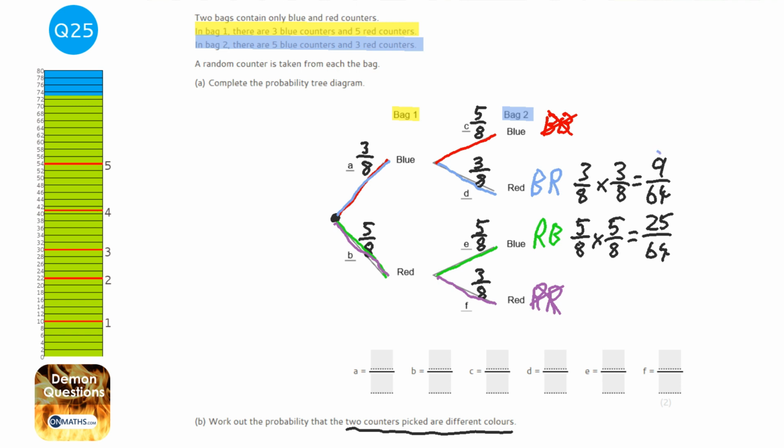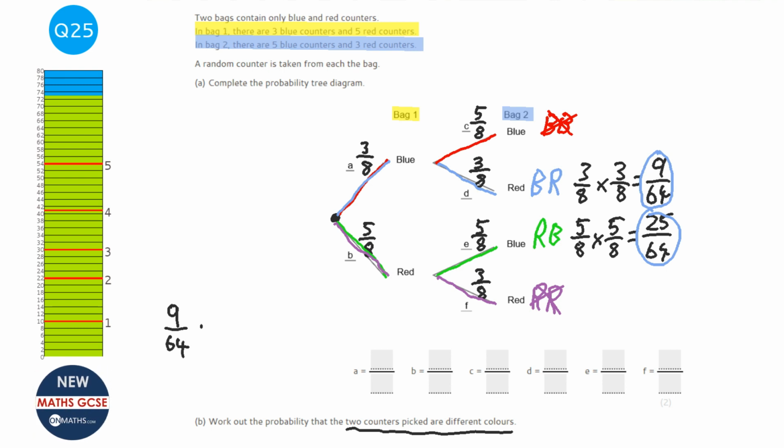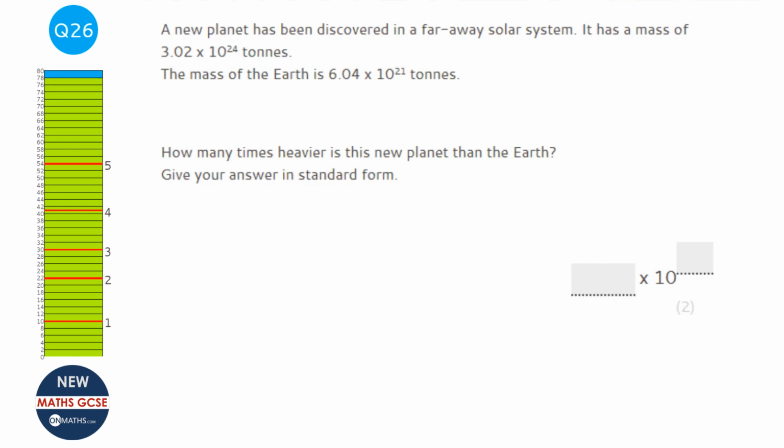So we're looking at this probability or this probability, and the word or in probability means add. So to finish this question off, you do 9 over 64 plus 25 over 64. So 25 plus 9 is 34, so that would be 34 over 64. And I can simplify that. So I can halve top and bottom. Half of 34 is 17, so that's going to be 17 over 32. And that's my answer. Okay, if you'd like to pause the video, otherwise let's get started.